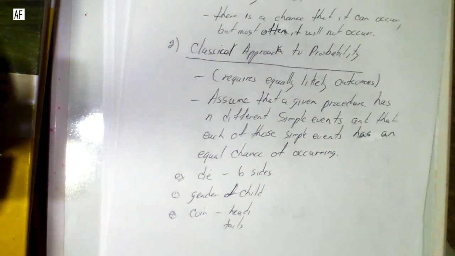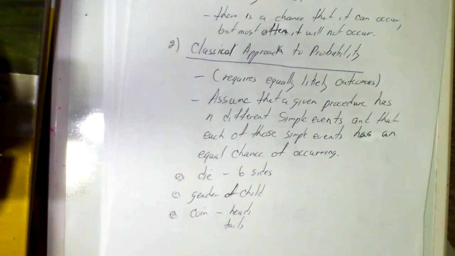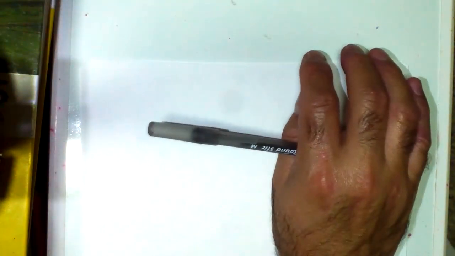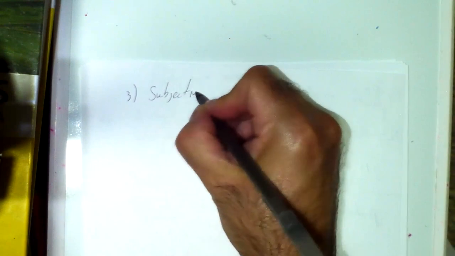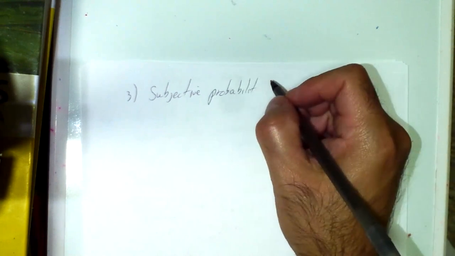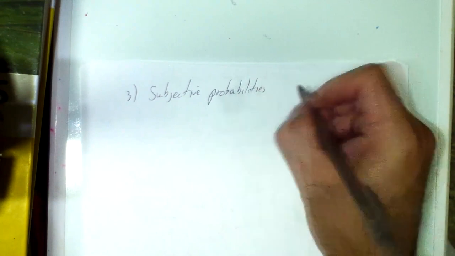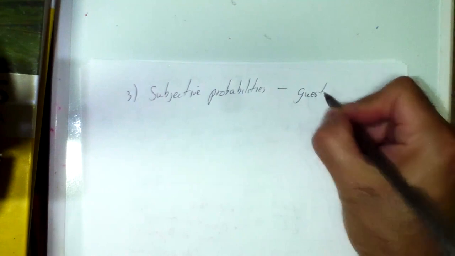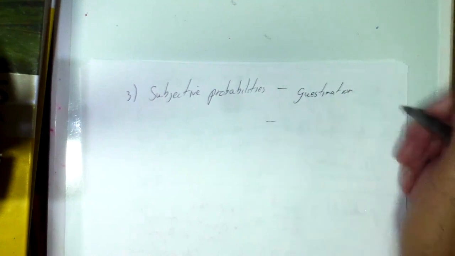That's the classical approach to probability. All the sides are equally likely to occur. And then you have the last one. The last one's called subjective probability. Yes, we call this one guesstimation.